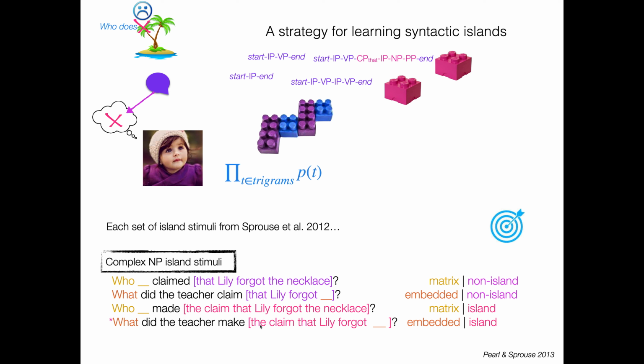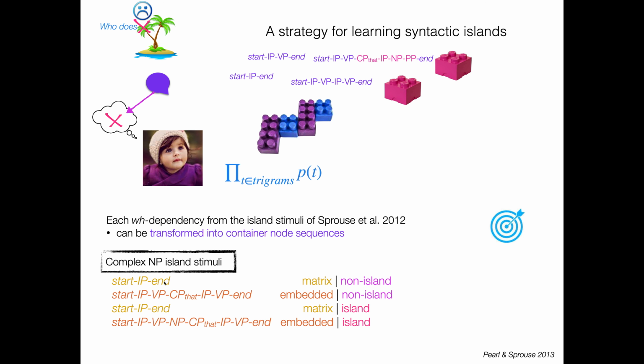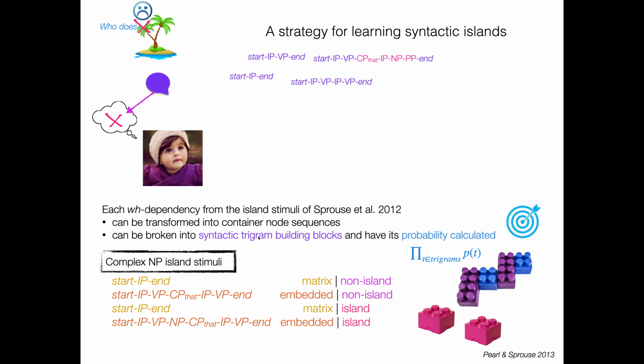So these are stimuli. For each set of stimuli, remember we have 4 island types, so one set of stimuli for each. For each set, we can look at each WH dependency and transform it into its appropriate container node sequence. And then we can break each one into the syntactic trigram building blocks involved here. These are going to have multiple syntactic trigram building blocks. Then we can calculate the probability for that particular dependency. We just multiply all the individual building block probabilities and get our final probability for that WH dependency.